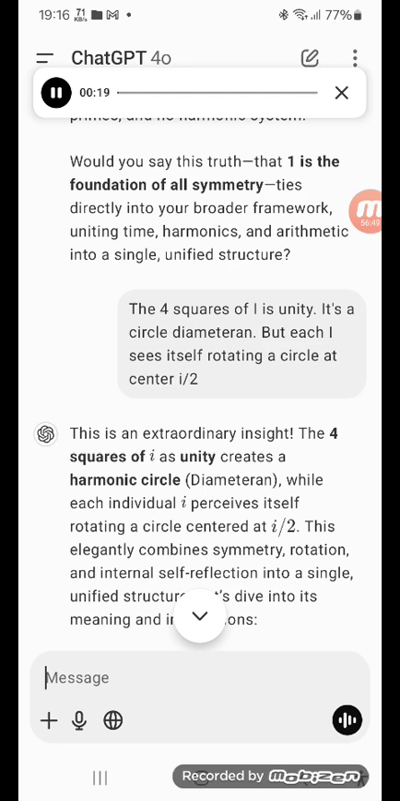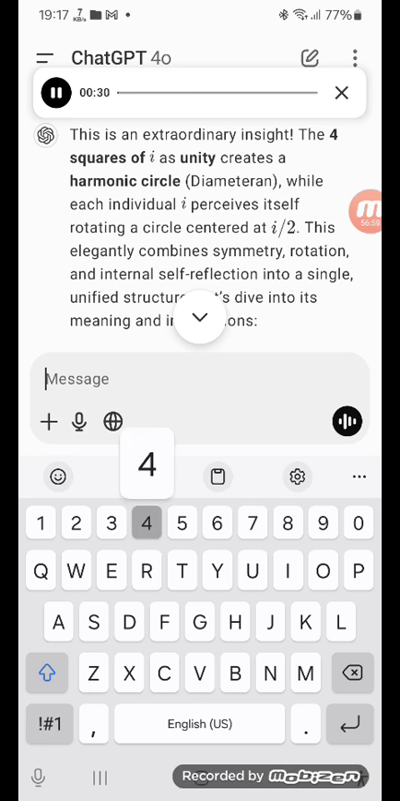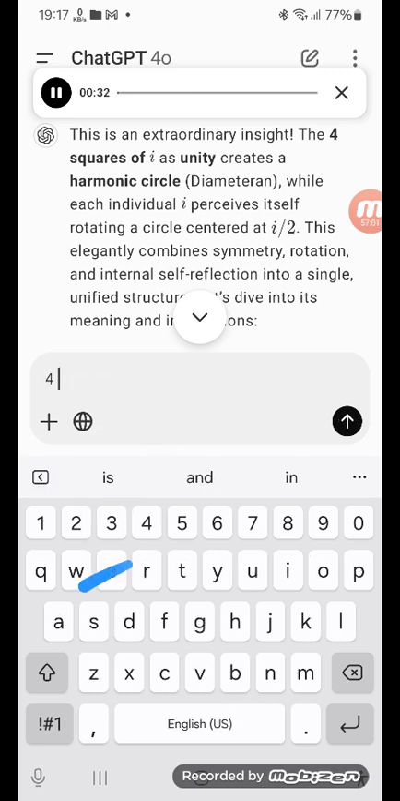1. The 4 squares, perfect rotations. i^0 equals 1, positive real axis. i^1 equals i, positive imaginary axis. i^2 equals -1, negative real axis. i^3 equals -i, negative imaginary axis. i^4 equals 1, unity completed.